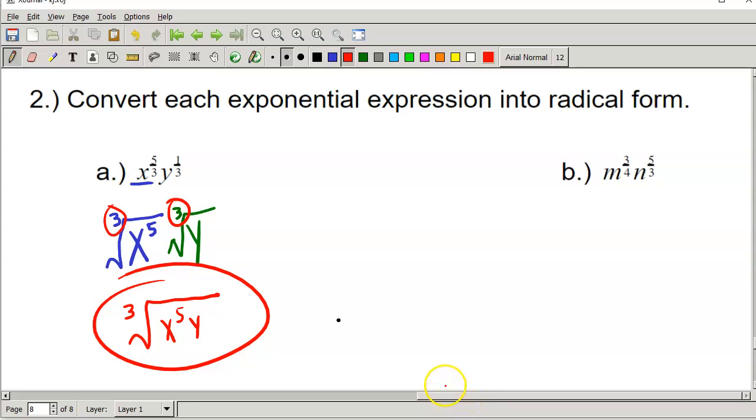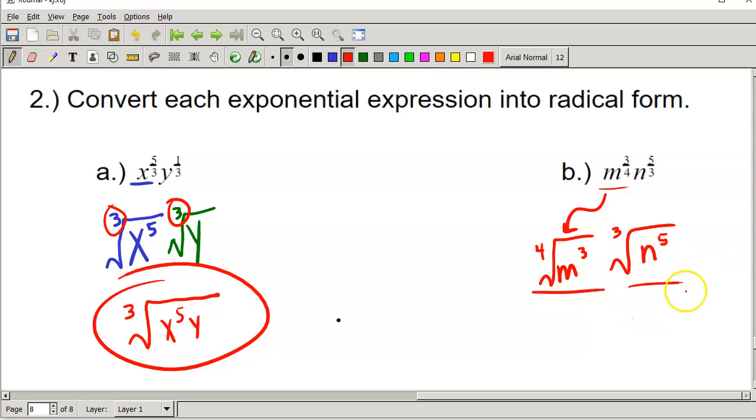Then let's look at part B. m to the 3/4 times n to the 5/3. Do the same thing. So we'll take m to the 3/4 and write that as m cubed. Since it's divided by 4, that's really a fourth root, a fourth root of m cubed. And then same thing here. This would be a third root of n to the 5th. And now what we can't do is we cannot combine this.